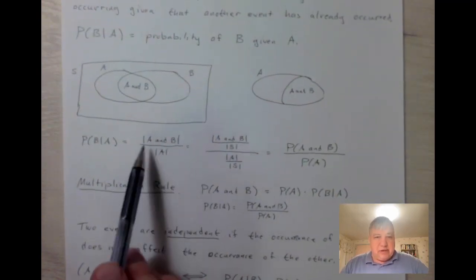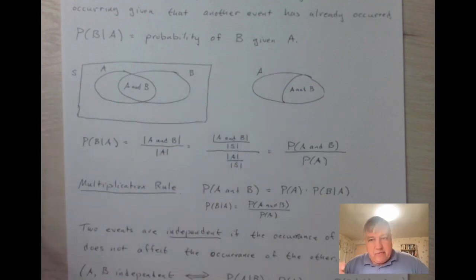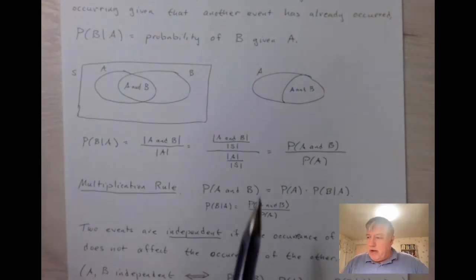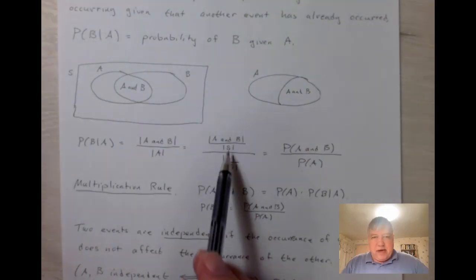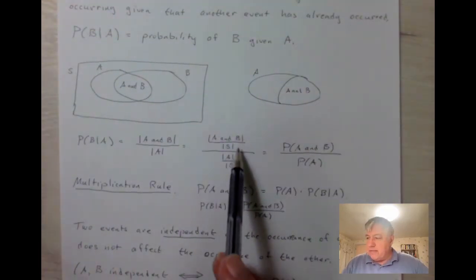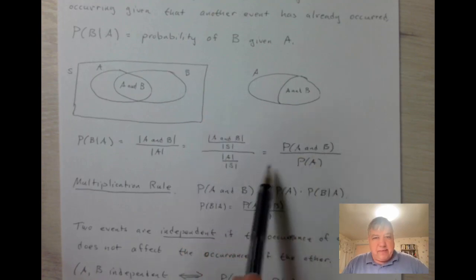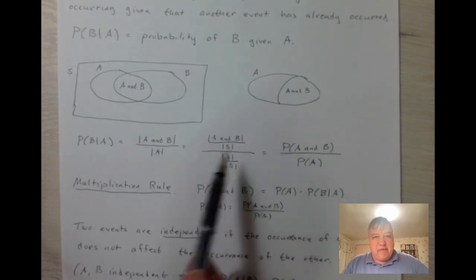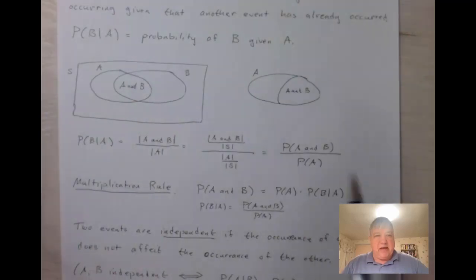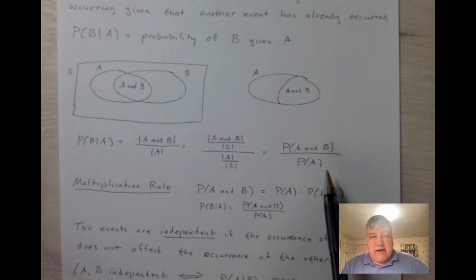So that's what this is. This reads the size of A and B divided by the size of A. This absolute value, remember, just means the size of whatever set is inside. And we can take this and divide by the number of outcomes in the sample space, S, and then we get this divided by this, but this is just the usual probability of A and B, and this is the usual probability of A. So we get the conditional probability of B given A is equal to the probability of A and B divided by the probability of A.